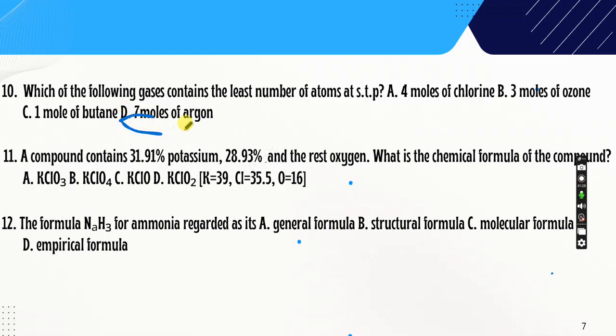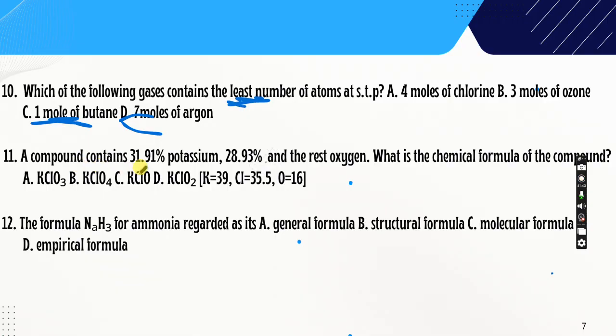No, it's the one that will contain the highest number of atoms. But the one that will contain the least number, please don't make the mistake. They are asking for the least number, not the highest. The one that will contain the least number of atoms will be butane, because it is the one with 1 mole.